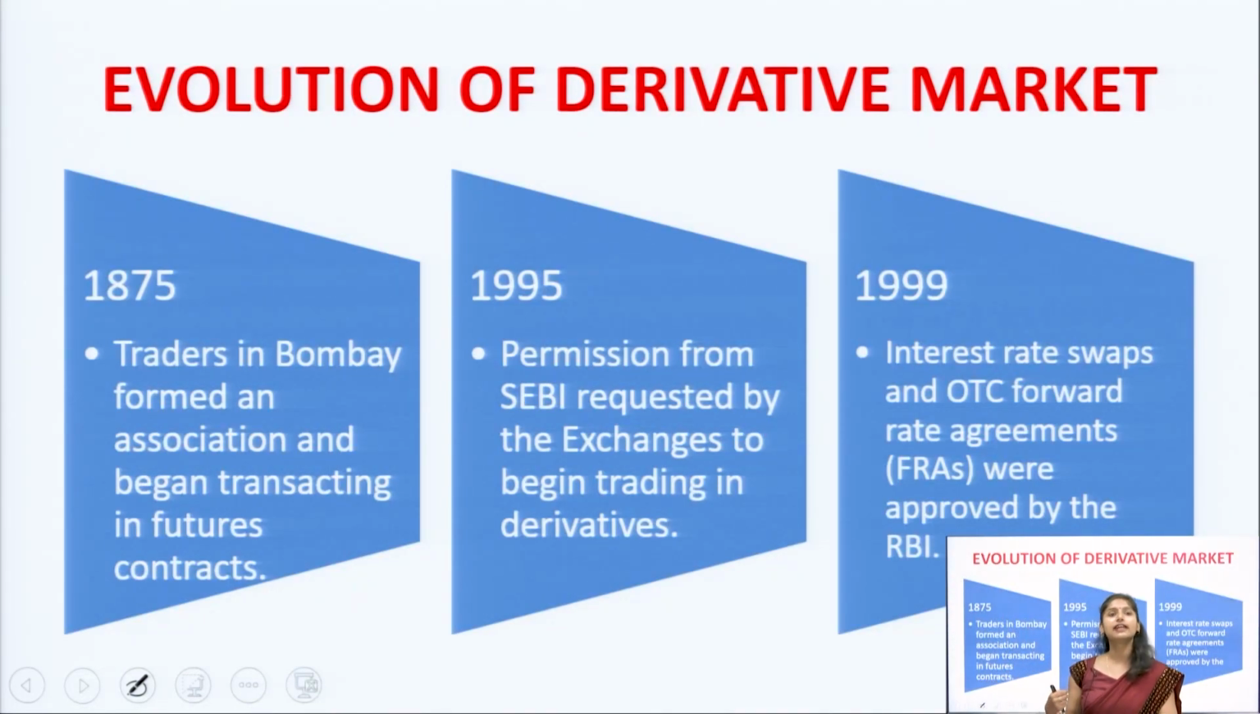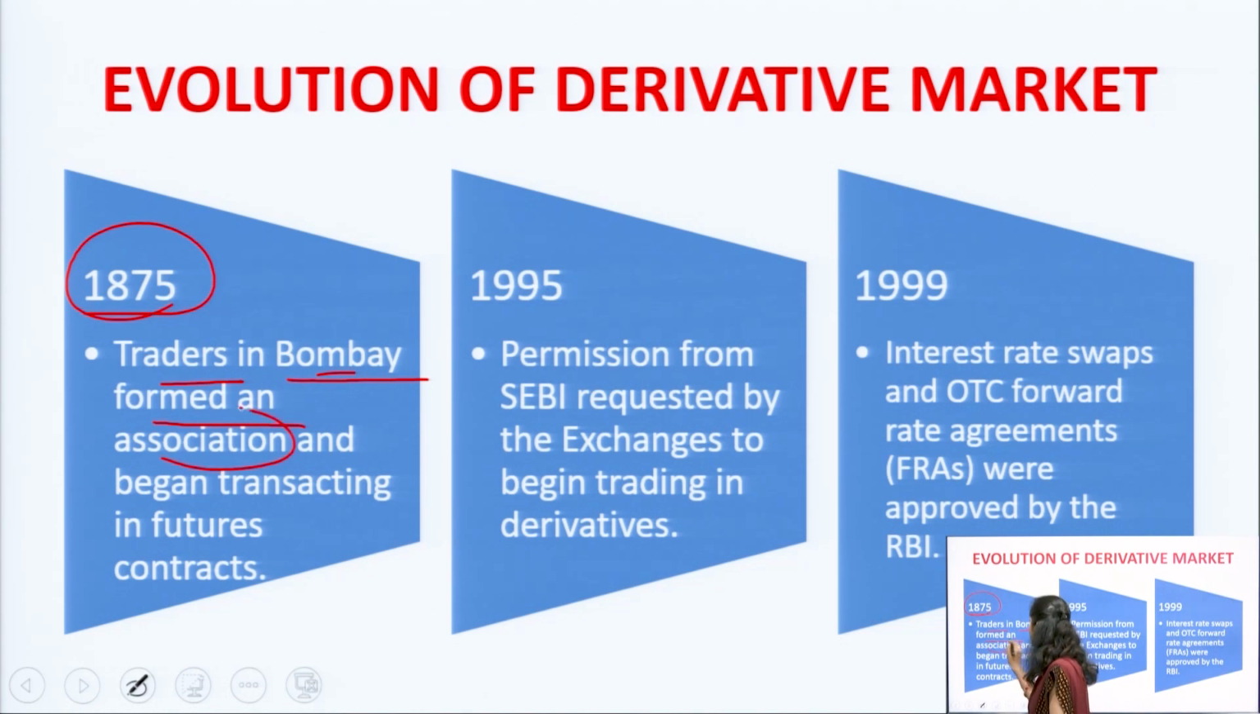The next thing is evolution of the derivative market. What this basically tells is how it started, from where it started and how it started. In 1875, when we talk about the starting phase of the derivative market, here comes the role of traders who in Bombay formed an association. An association, you can say, is a committee. They formed a committee and started trading in futures contracts. What is this futures contract? This is a type of derivative.